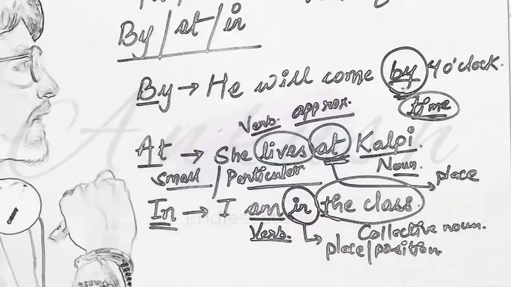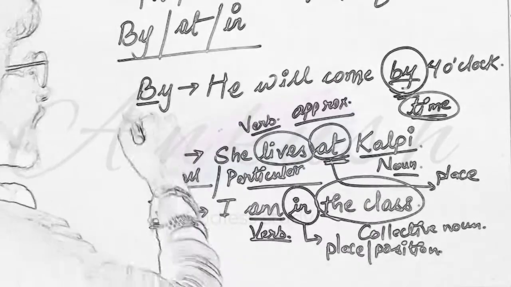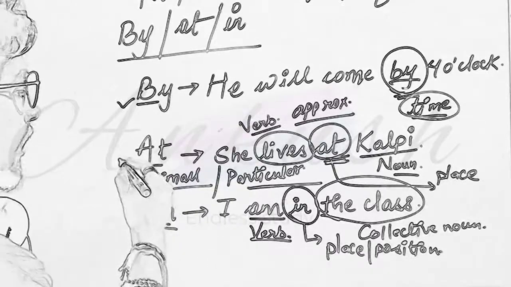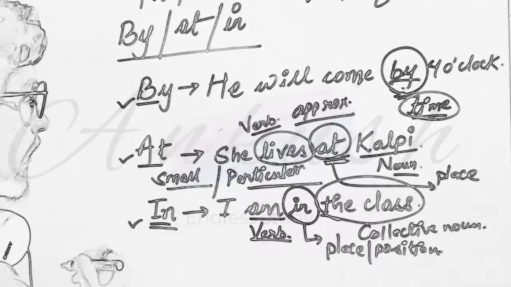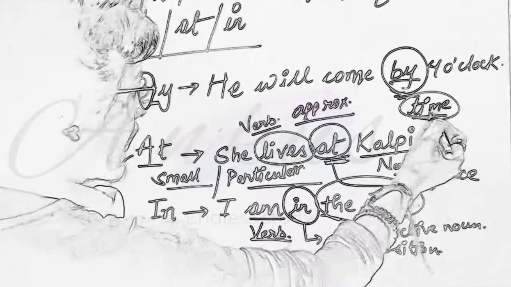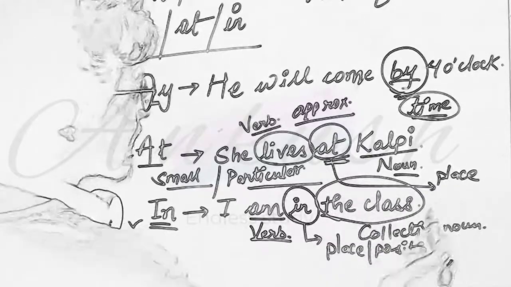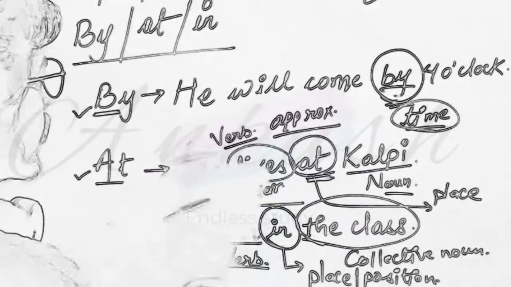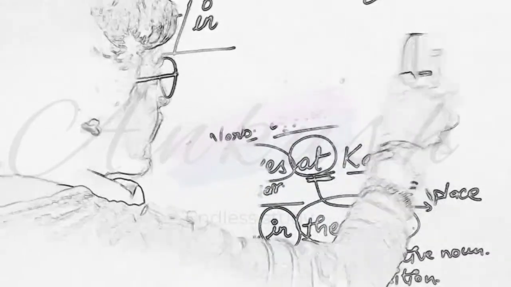If you want to take any other example regarding by, first of all we will take a few examples, because by is used in many places. Then we will talk about at, and then about in. So these are the examples: by is used for showing approximate time, at is used for showing place, and in is also used for showing place or position. First of all we will talk over the uses of by, because by is used in many places for showing time, place, or some action also.